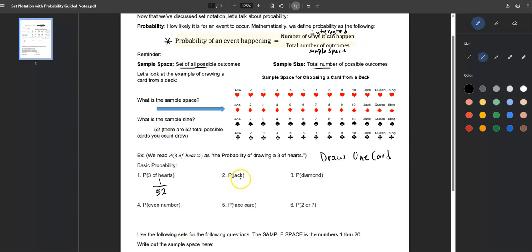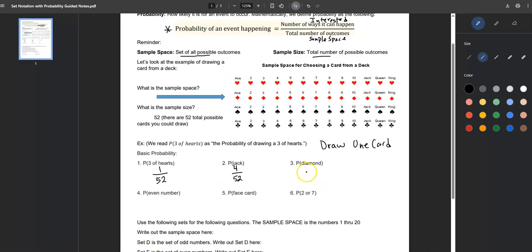Let's go to this next one. This reads the probability of drawing a jack. Again, I'm still out of 52 because that's how many are in my sample space. Then I look and see how many jacks there are. I don't care about the other part, just jack. So 1, 2, 3, 4 would be that one. Next, the probability of drawing a diamond. Again, I've got 52 cards, that would be my denominator, my total sample space. The diamonds are what I'm interested in. If you start counting all these diamonds right here, there would be 13 of them. So it'd be 13 out of 52.